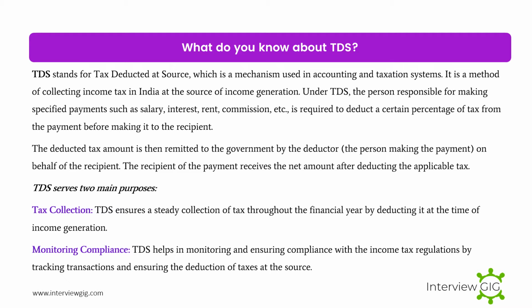Under TDS, the person responsible for making specified payments such as salary, interest, rent, commission, etc. is required to deduct a certain percentage of tax from the payment before making it to the recipient. The deducted tax amount is then remitted to the government by the deductor, the person making the payment, on behalf of the recipient. The recipient of the payment receives the net amount after deducting the applicable tax.